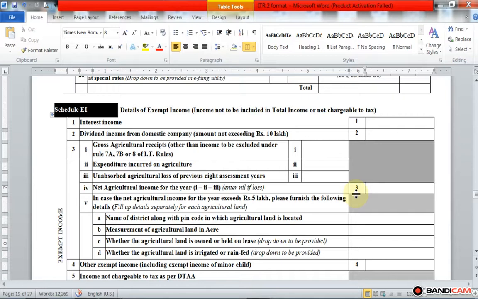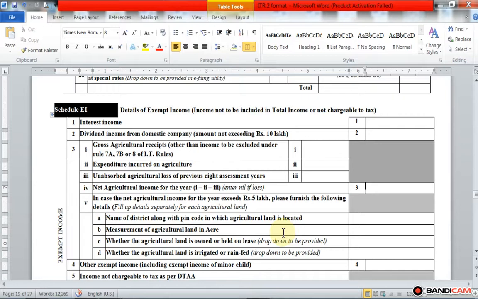Okay, then the 5th point is, in case the net agricultural income for the year exceeds rupees 5 lakh, please furnish the following details. If the agricultural income exceeds rupees 5 lakh, then the assessee will furnish the details of the income separately for each agricultural land. Then the name of district along with pin code in which the agricultural land is located. So here provide general information of the land, in which city, which district, with a pin code number.